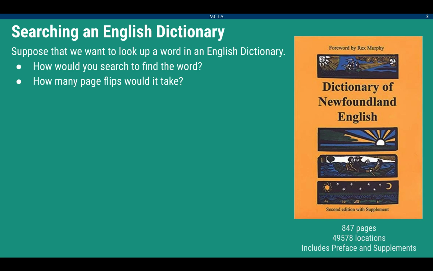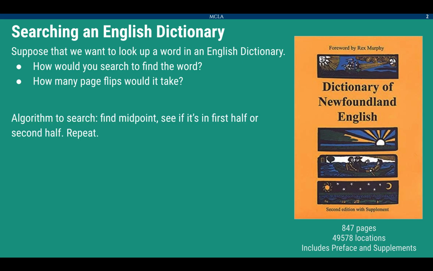What is the set of steps or the algorithm that you would give that computer to find a word? And how many flips would it take? So take a moment and think about if you were trying to describe a set of steps to find a word in an ordered dictionary, what would you do?